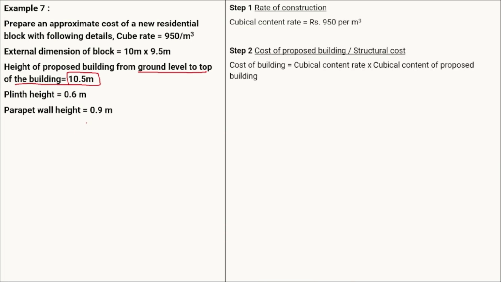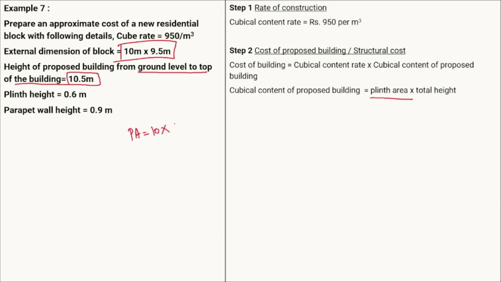Now the cost of the building, we will see, obviously is the cubic content multiplied by the cubic content rate. So again, the cubic content of the proposed building will be equal to our plinth area multiplied by the height. Plinth area means our block is given, so from the block we can calculate the plinth area. So the plinth area will be equal to the block area. The block area is 10 multiplied by 9.5. This is your plinth area.